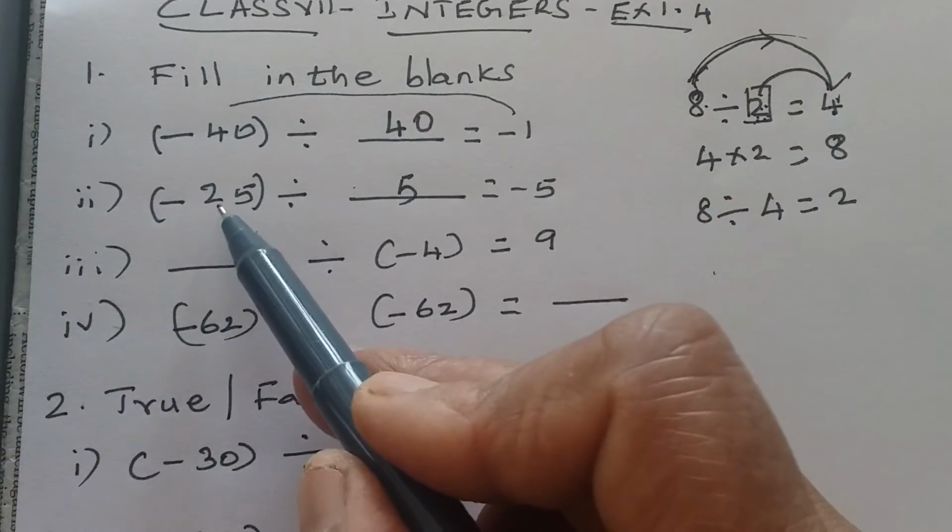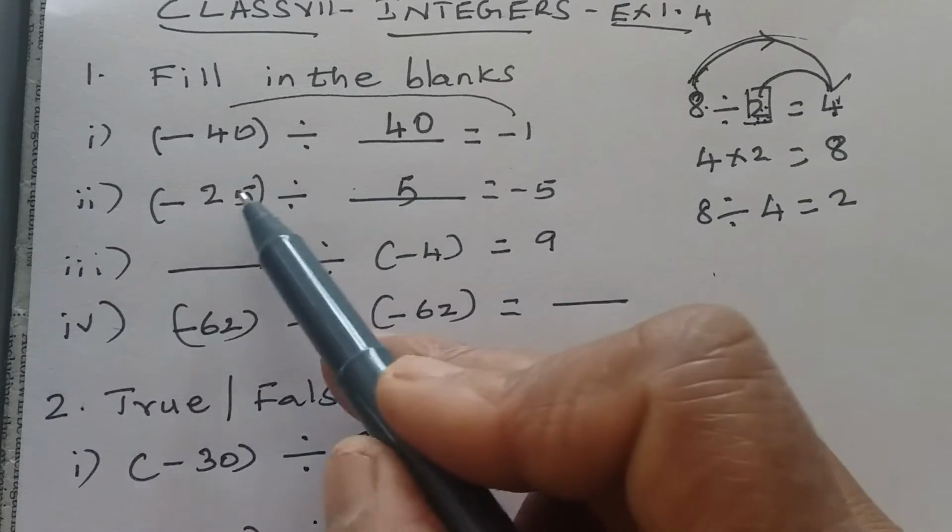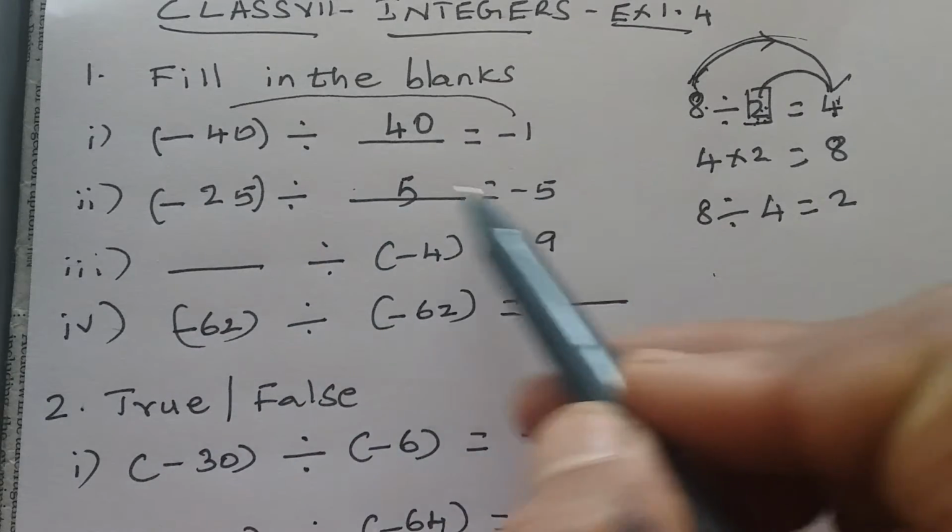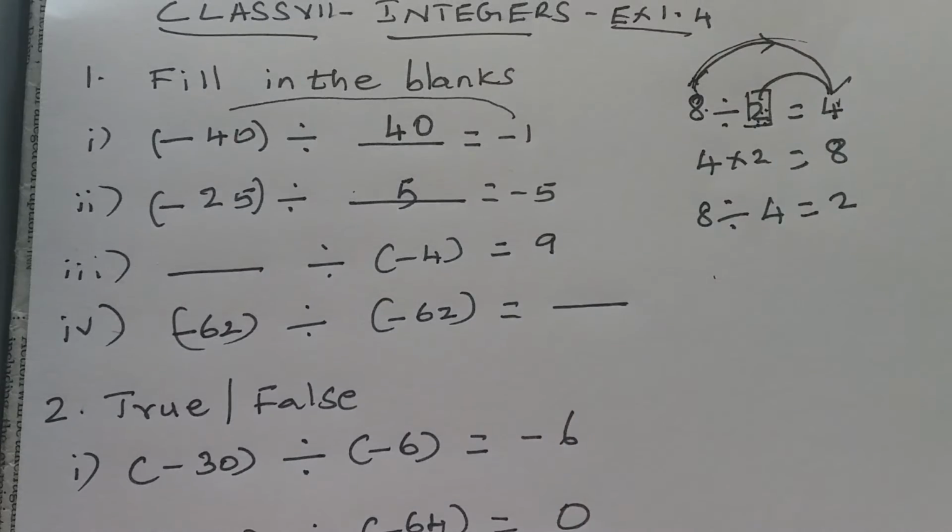Now we check the answer. Minus 25 divided by 5. When you divide numbers with different signs, the answer is negative. 25 divided by 5 is 5, so the answer is minus 5.